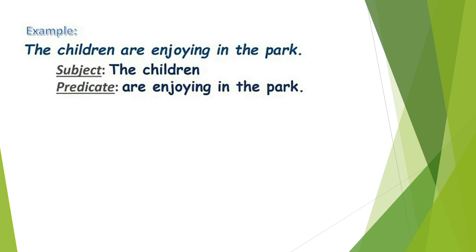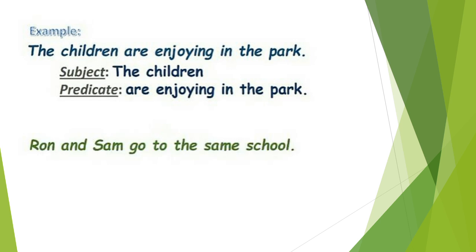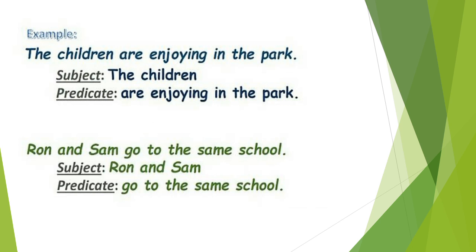Okay children, let's take another example. Ron and Sam go to the same school. Children, here we are talking about Ron and Sam. So Ron and Sam is the subject of the sentence and go to the same school is the predicate of the sentence. Very good. Now I hope you all are understanding the difference between subject and predicate.